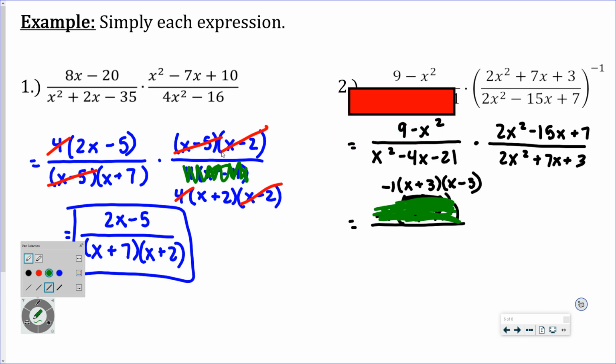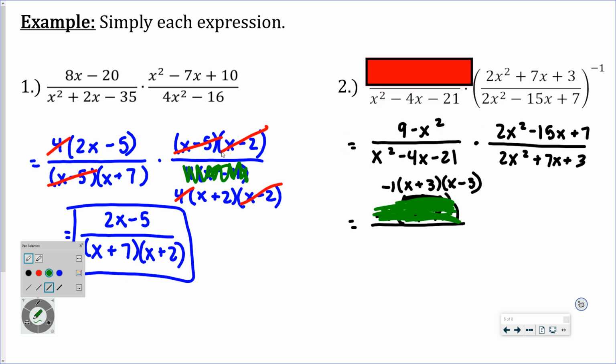All right, now I'm looking at the denominator of my first fraction. A trinomial with a 1 in front. x plus 3, x minus 7. Plus 3, minus 7, that would work.